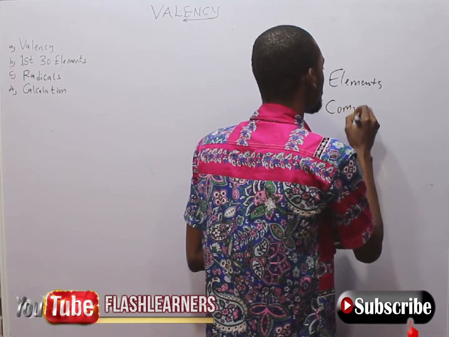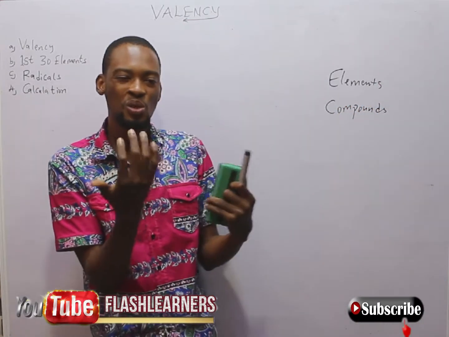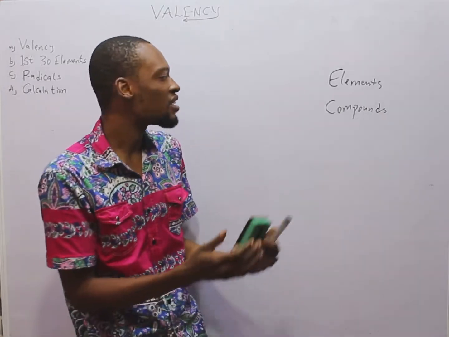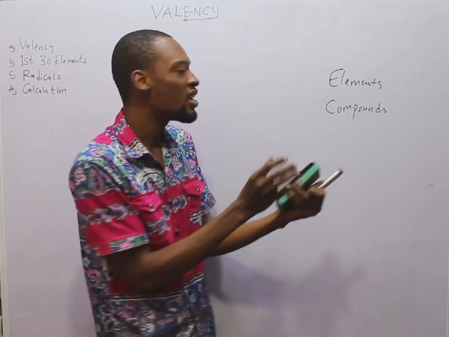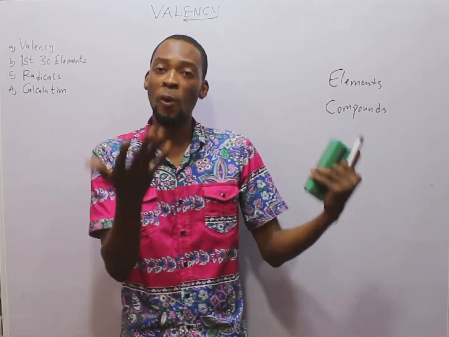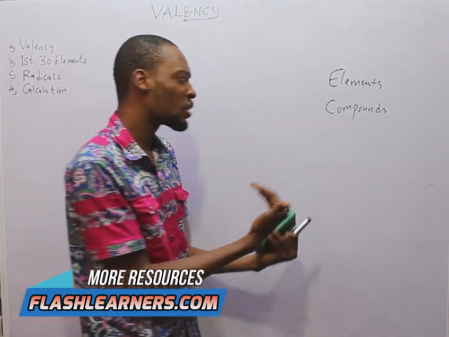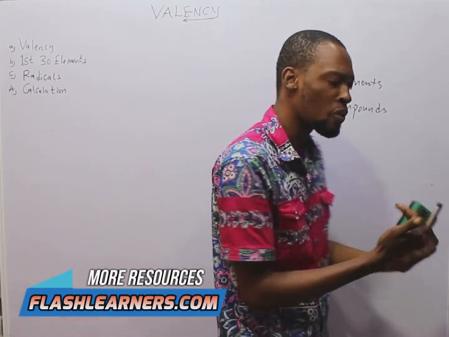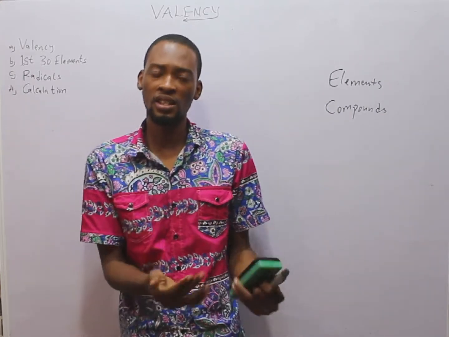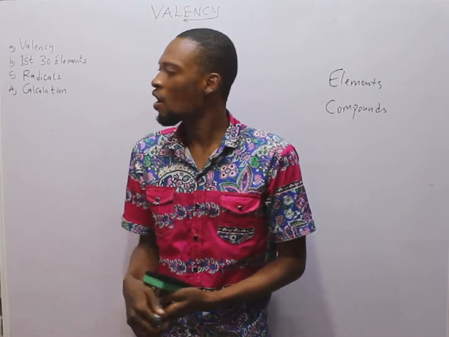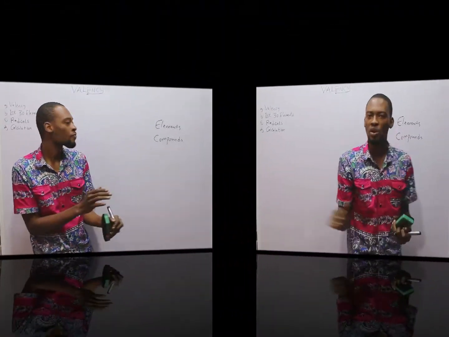Not compounds. Compounds do not have valency. In fact, the valency of a compound is equal to 0. It is only the elements that make up a compound that have valency. This is why if you are calculating the oxidation number of a compound, you equate it to 0. If you don't understand, feel free to check out my video on oxidation and reduction and oxidation numbers.